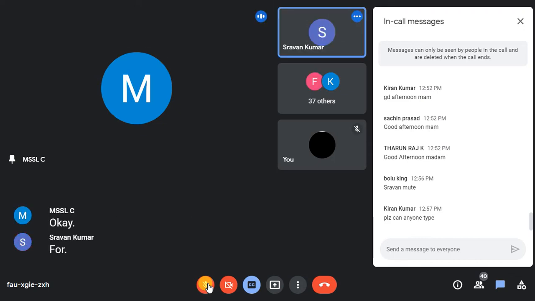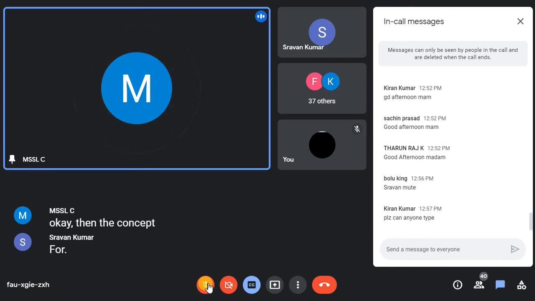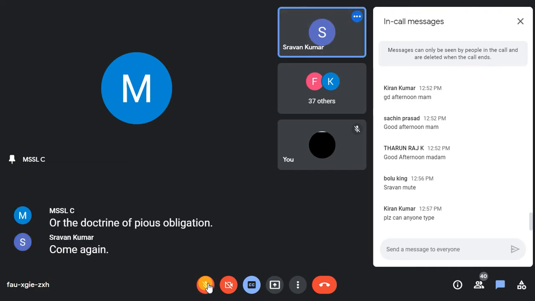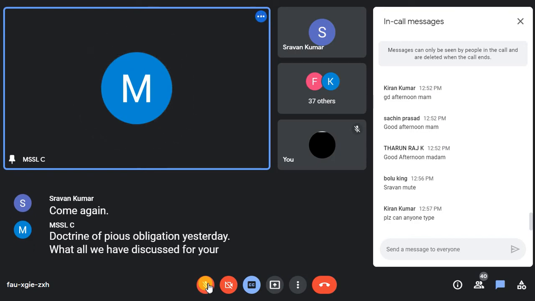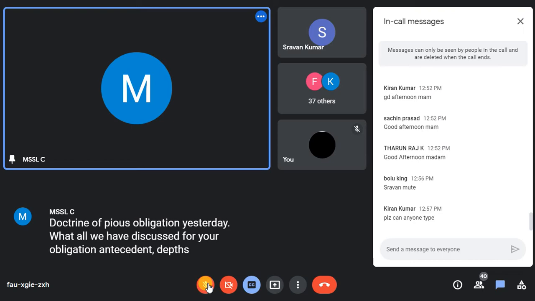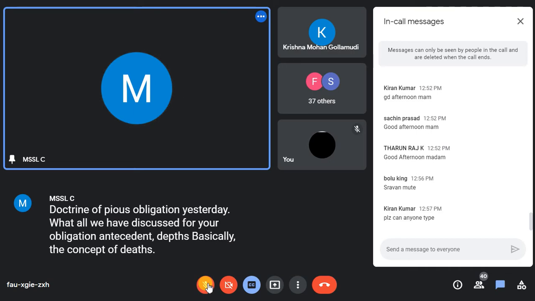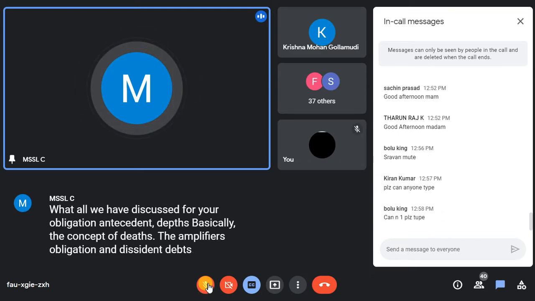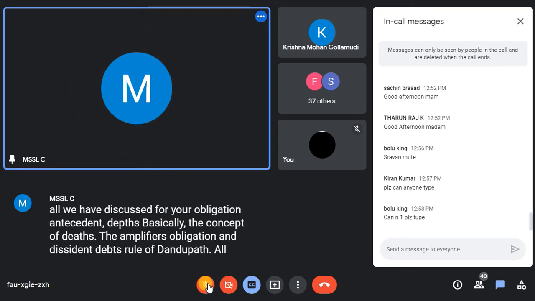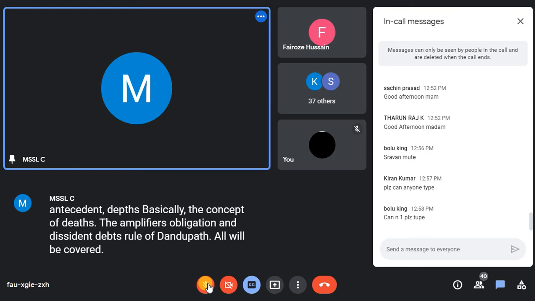Fourth, the concept or the doctrine of pious obligation. Yesterday, what all we have discussed: pious obligation, antecedent debts. Basically, the concept of debts. In that, pious obligation, antecedent debts, rule of Dandupath, all will be covered. Like Vyavaharika debt, how we deal with it in Hindu law.